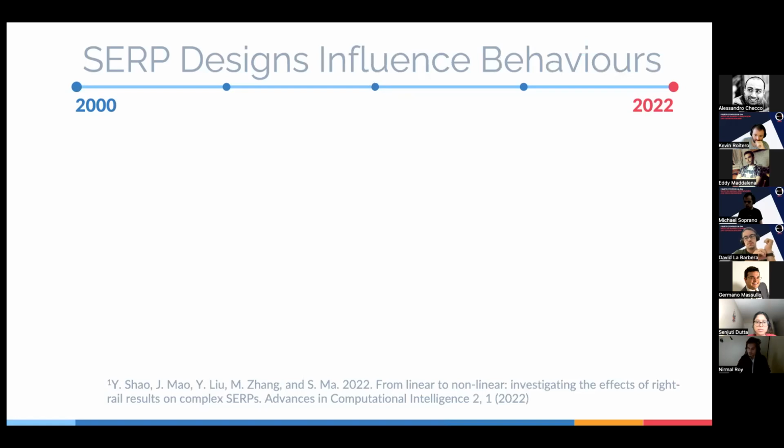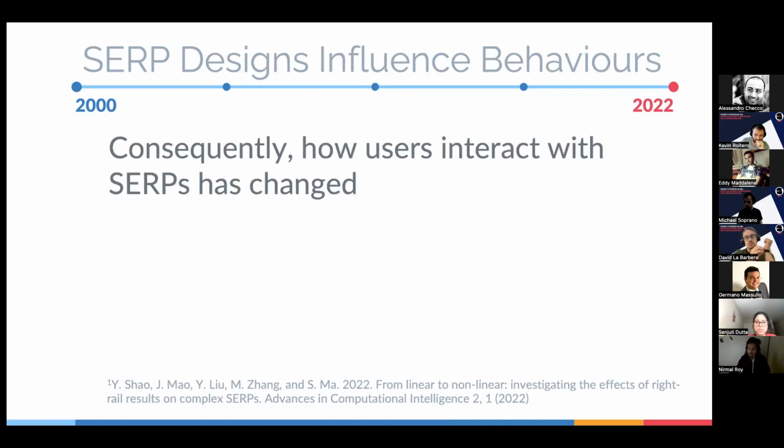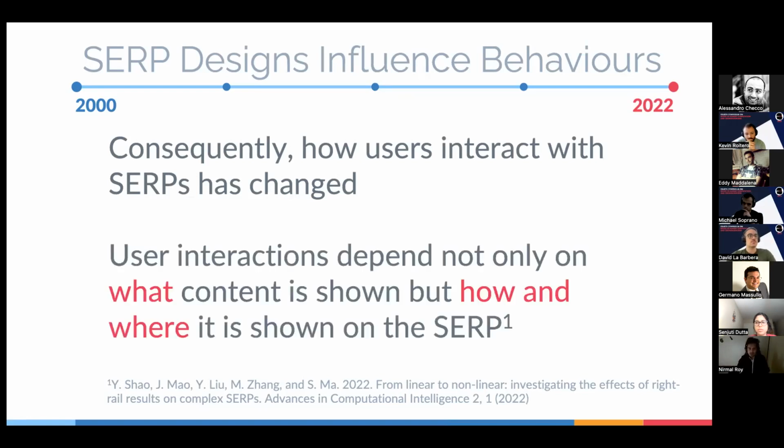So as a consequence, we can say that how users interact with the search engine results page has also changed. For information that I could look up by only clicking a link and reading a document, I can now see it presented as direct answers or entity cards. And I don't even need a single click on the SERP to get some information. User interactions also depend not only on what content is shown, they also depend on how and where it is shown on the search engine results page.